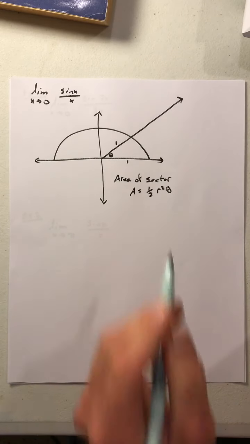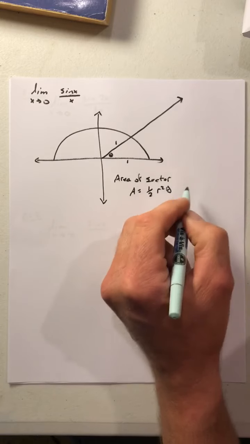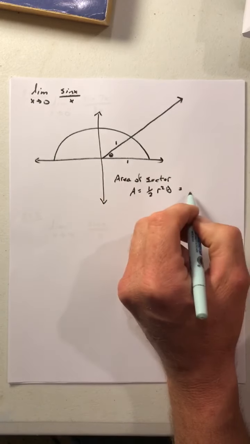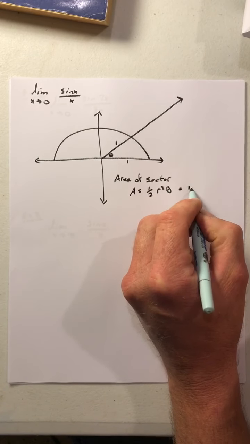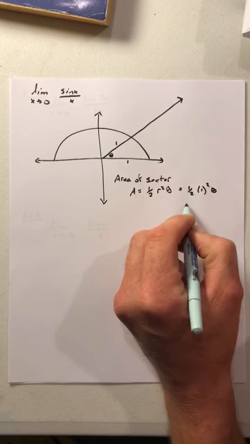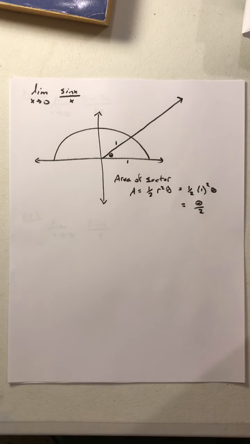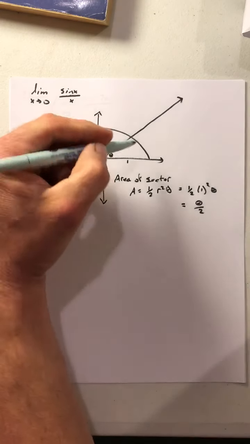All right, so we also know the radius of this circle is going to be 1. So the area of this we can simplify as 1/2 times 1 squared times theta, or theta over 2. And that would be the area of that region. Well, what I'm going to do is create two triangles that I know something about.